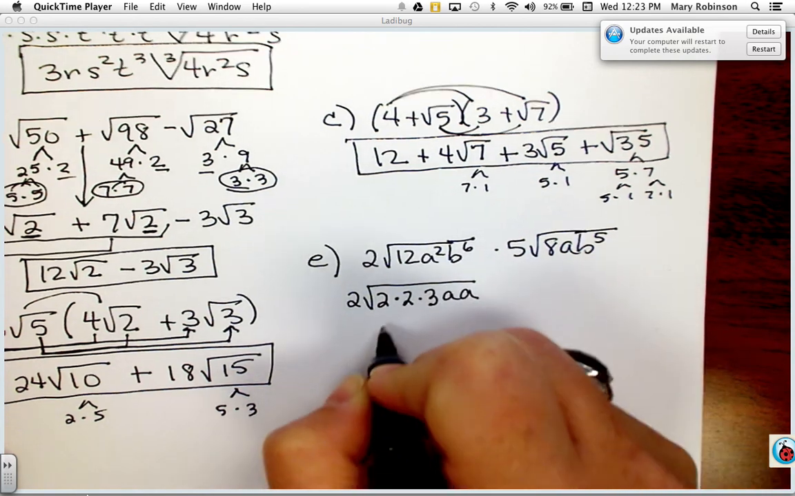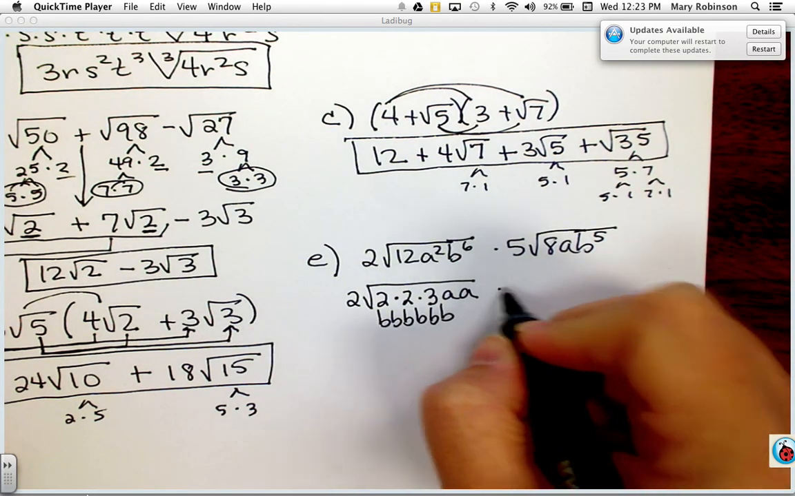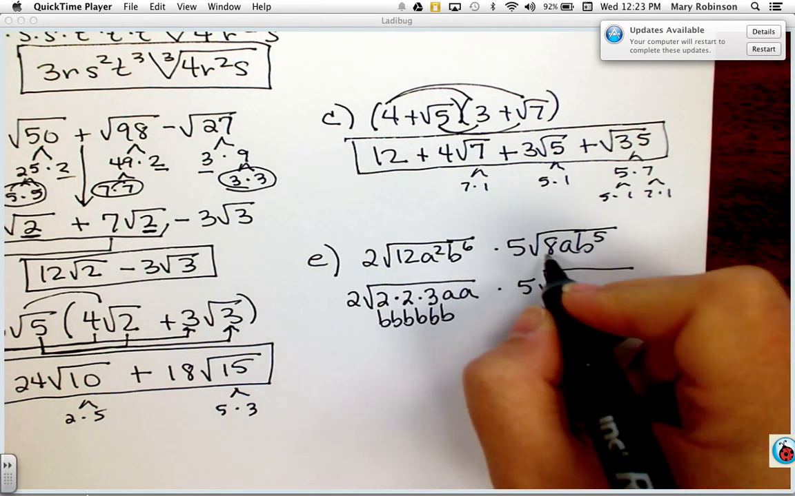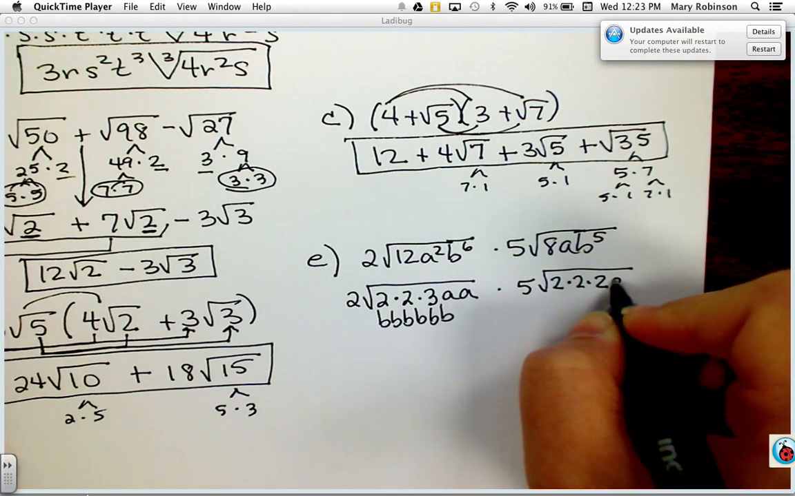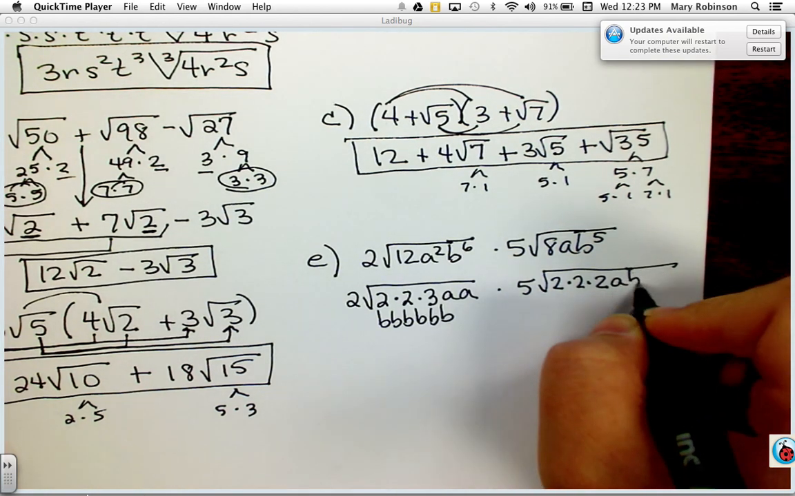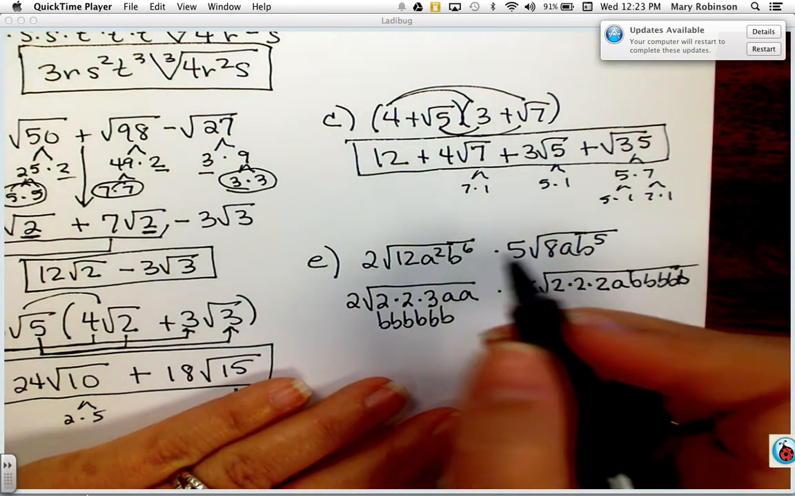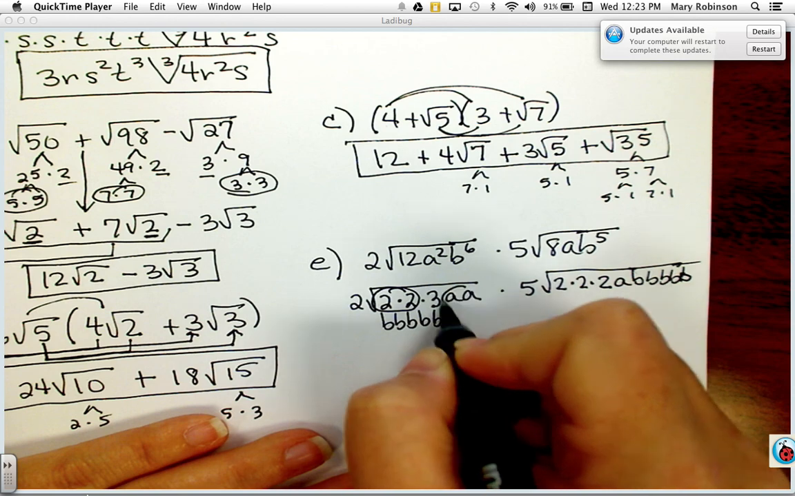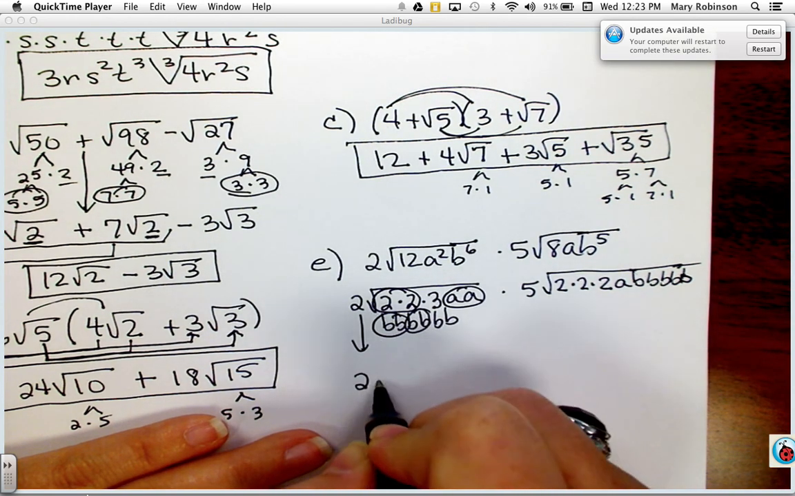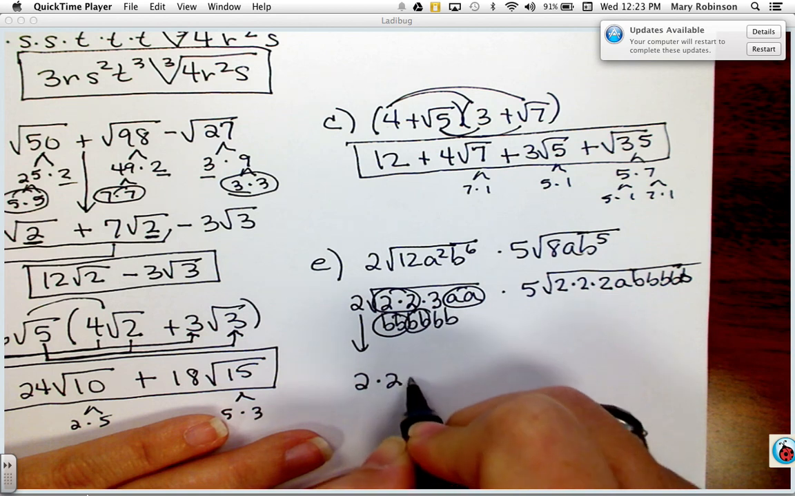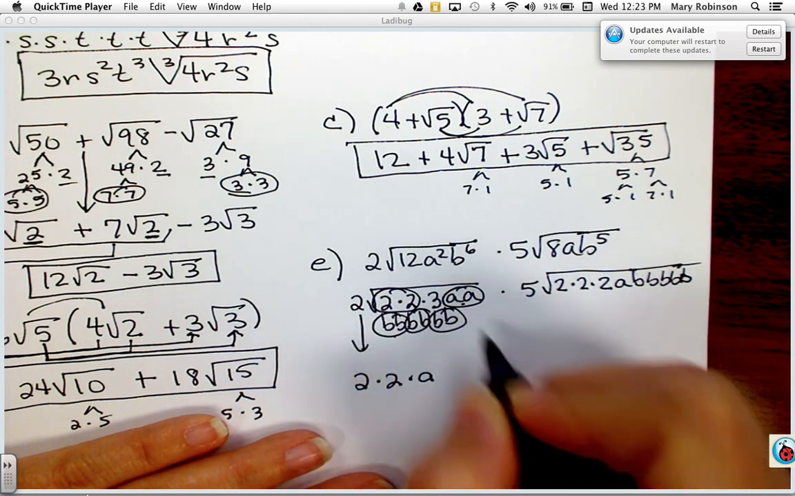We have 2 A's and 6 B's. 8 breaks down to 2 times 4, which is 2 times 2. We have an A and 5 B's. If we pull out pairs of factors, we're going to keep this 2, bring this 2 out, bring an A out, and 1, 2, 3 groups of B.